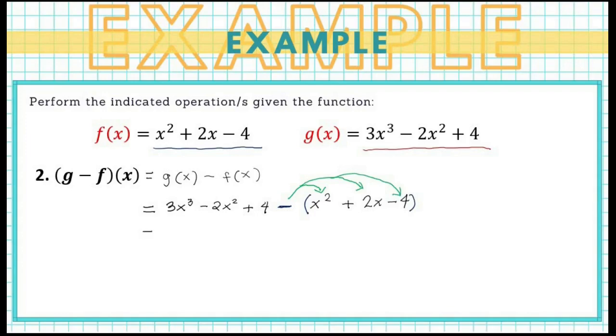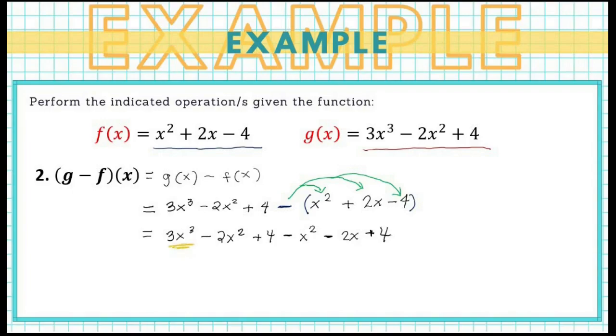So we continue solving by copying the minuend, 3x cubed minus 2x squared plus 4. And afterwards, it's now time to distribute the negative sign. So that will become negative x squared minus 2x. Then from negative 4, it will become positive 4. So after distributing the negative sign, we can now combine like terms.